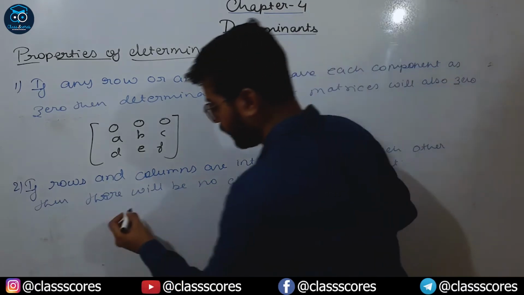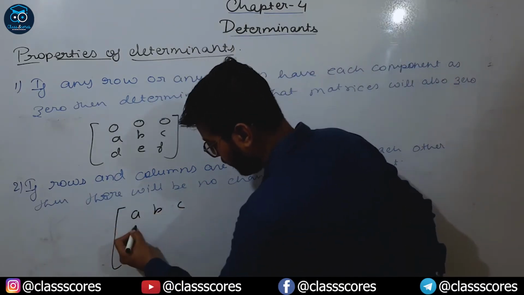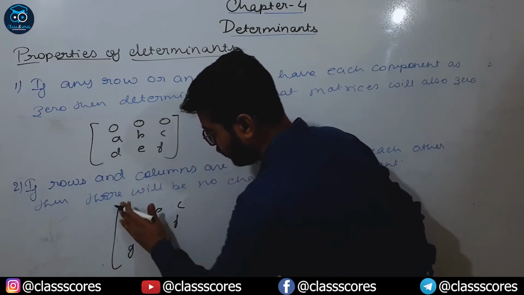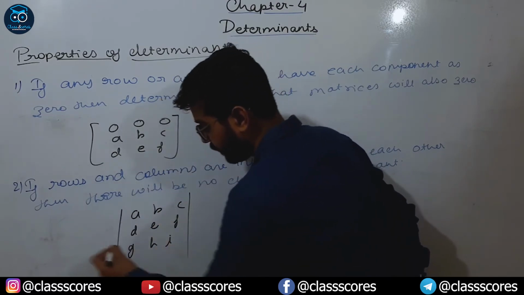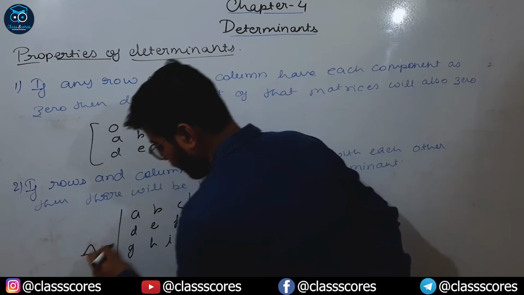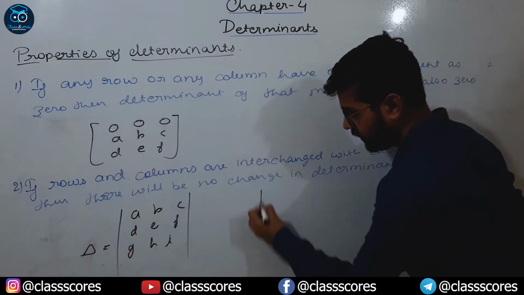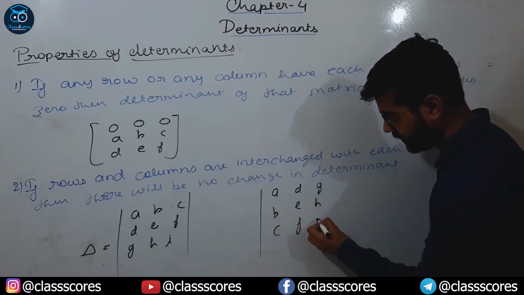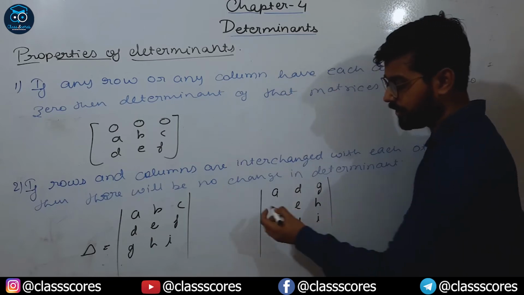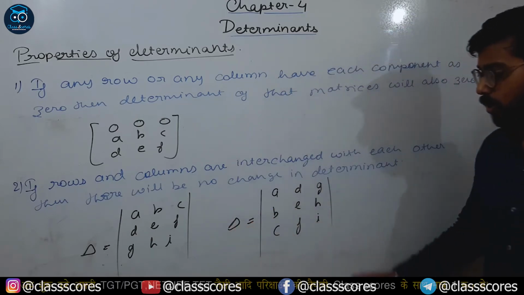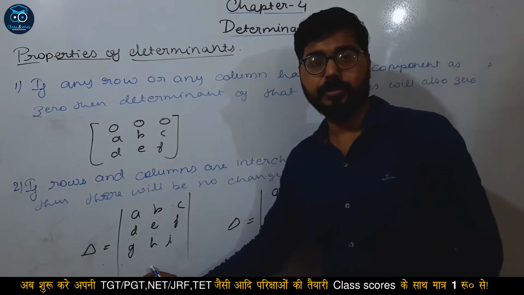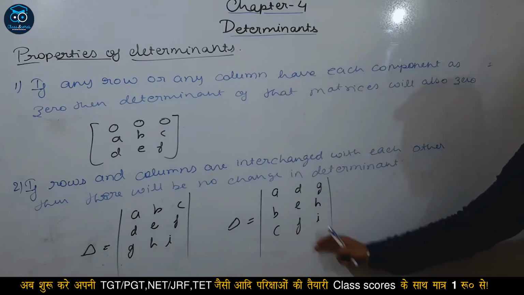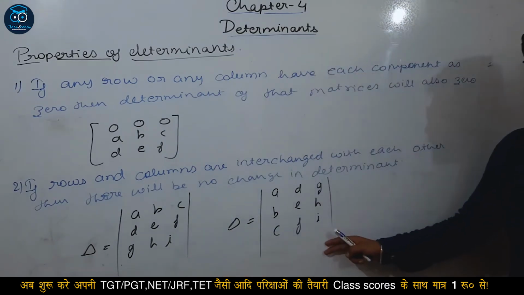Suppose a matrix is given, that is A, B, C, D, E, F, G, H, I. Okay, we will convert this matrix into a determinant. A determinant is given, that is delta. If we write this as A, B, C, D, E, F, G, H, I, means if we transpose this determinant, then it also gives the same value. Suppose this determinant gives the value 5, then it also gives the value 5. If it gives minus 10, then this also gives minus 10.